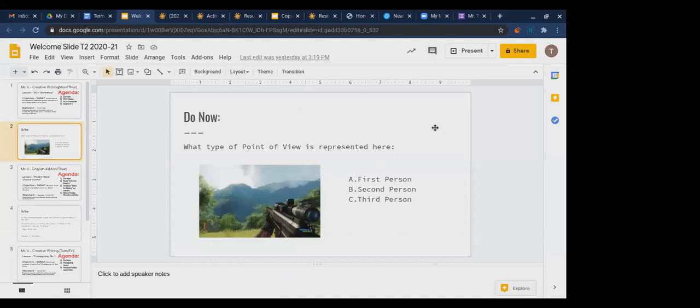So, Denim or Zanelia or anybody, doesn't have to be just them. How did you guys figure out it was first person? What tipped you off that this picture is first person here? You can tell me in the chat. You can come off mute if that's easier. But how did you know that this is first person point of view represented here?